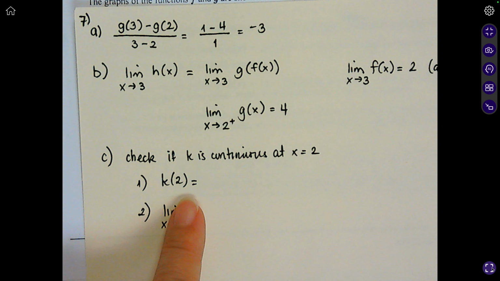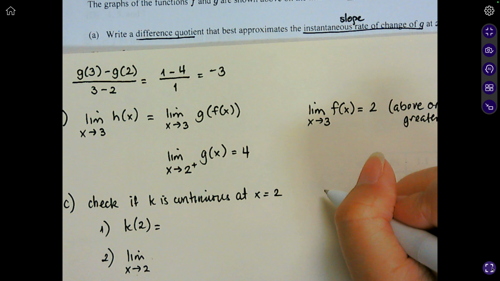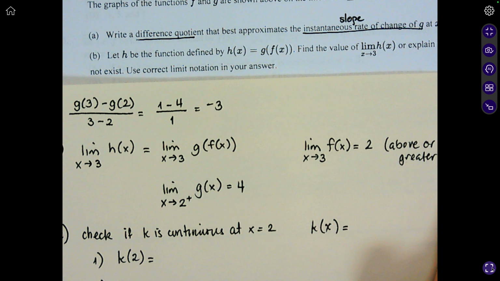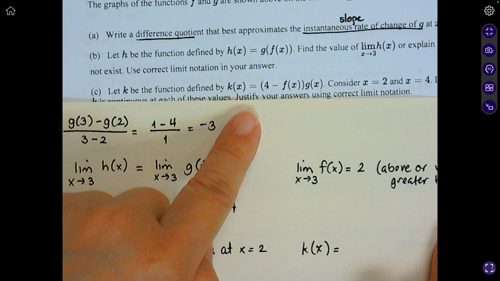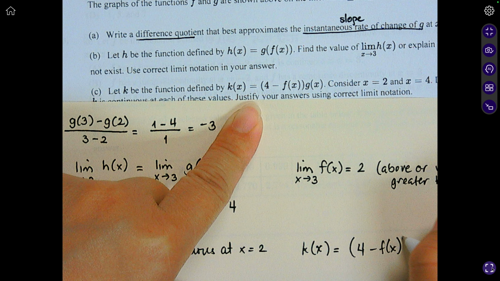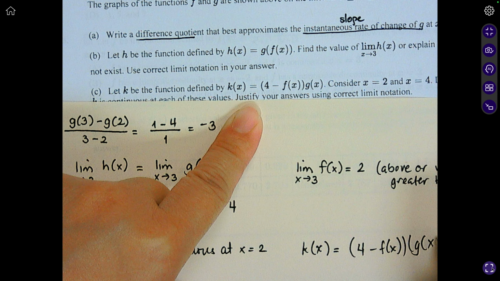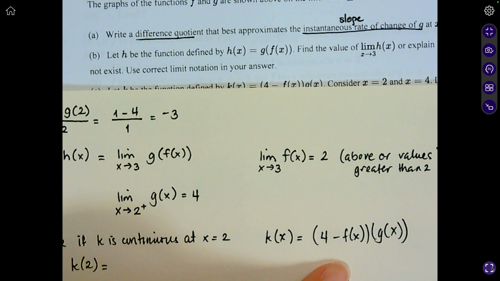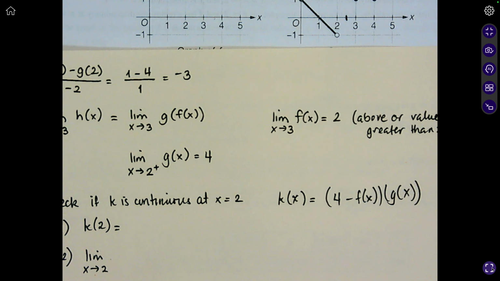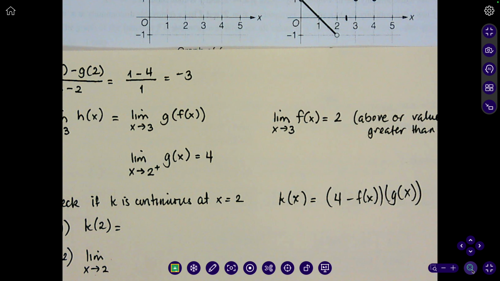So now what I want to know is, what's k? I'm going to write function k over here, that way I don't have to go back and forth and look at it. Function k is this one. So that's 4 minus f of x times g of x. That's my function. I need the graph. That's why I need to do this one.